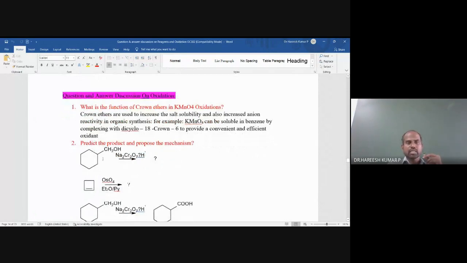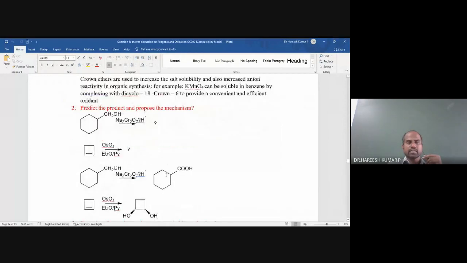So this is cyclohexanol and sodium dichromate, more particularly in presence of H plus. So what will H plus do? Initially, a primary alcohol is converted into aldehyde. Later, the aldehyde is further converted into acid. So that is the answer here. Let's make an entry.